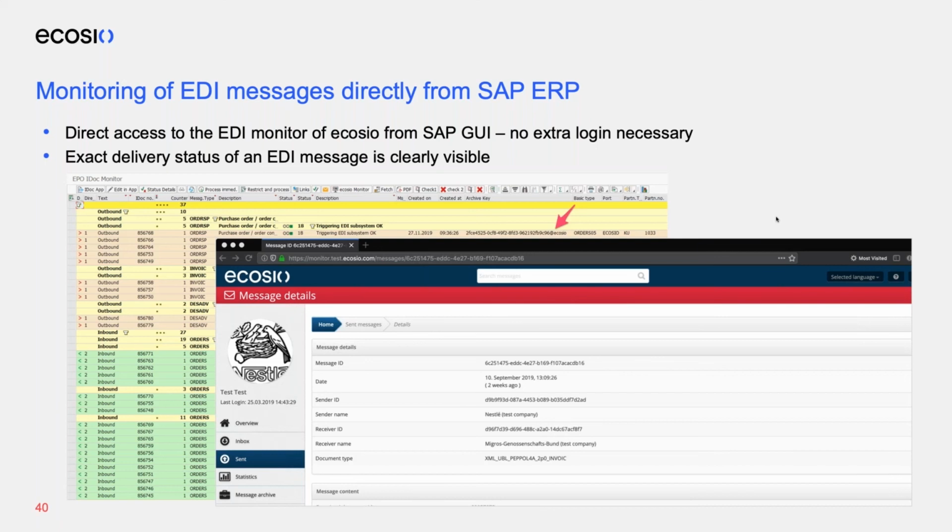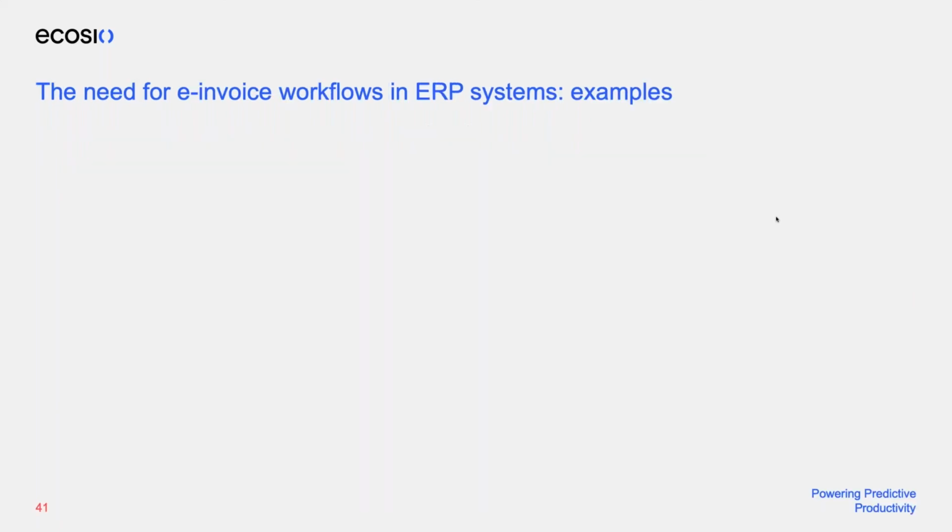So why do we need e-invoice workflows in ERP systems? With paper-based documents, you typically have your in-house workflow in regard to audit and acknowledgement and approval and so on. Since there are no more paper documents in place anymore with electronic invoices, you have to set up the necessary workflows in your ERP systems or in your accounting systems.